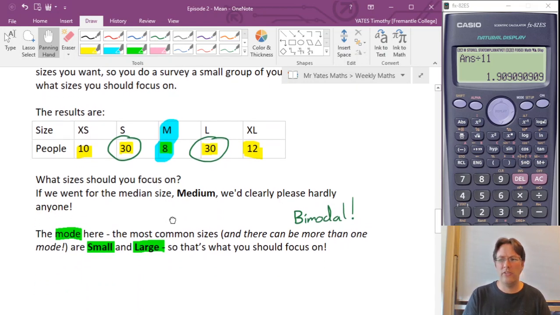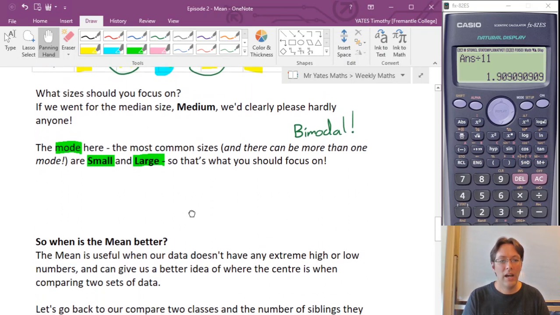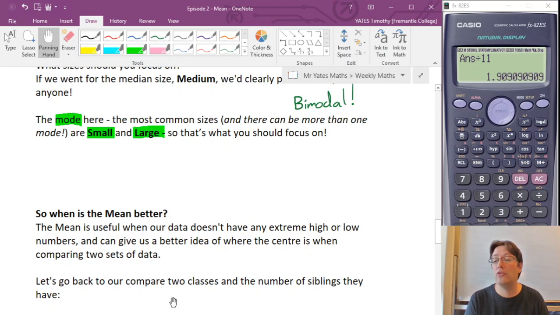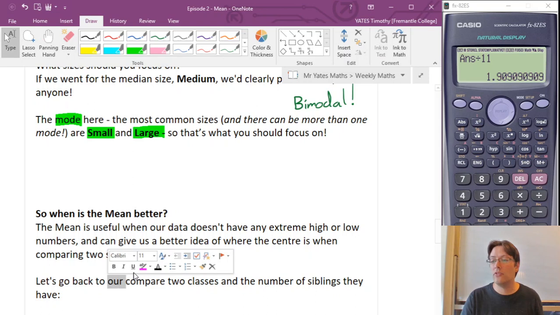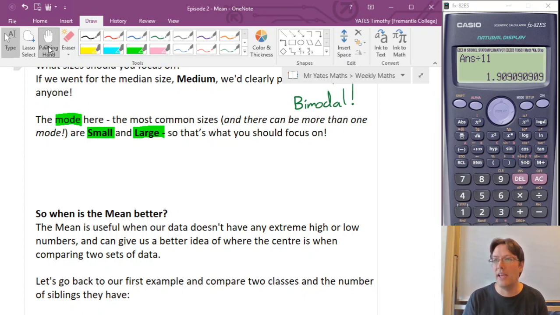So when do we actually use the mean in the first place? When is the mean better? So the mean is useful when our data doesn't have any extreme high or low numbers, and can give us a better idea of where the center is when we're comparing 2 sets of data. So let's go back to our first example and compare 2 classes and the number of siblings they have.